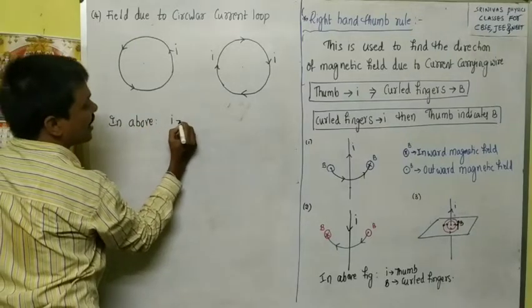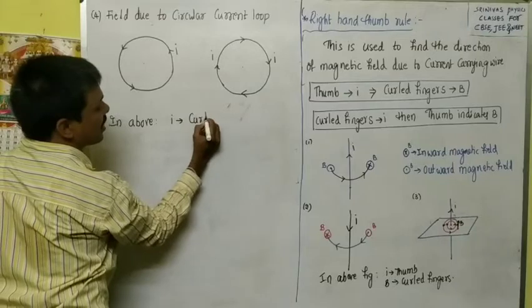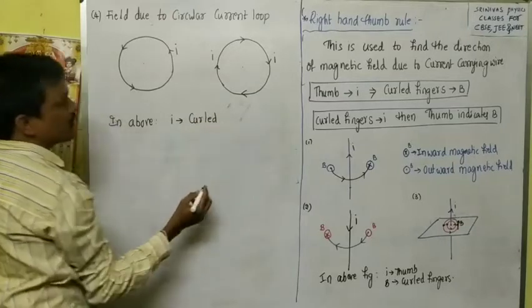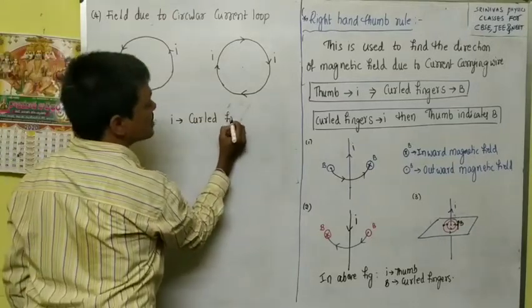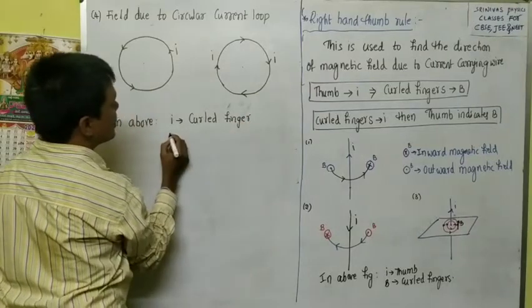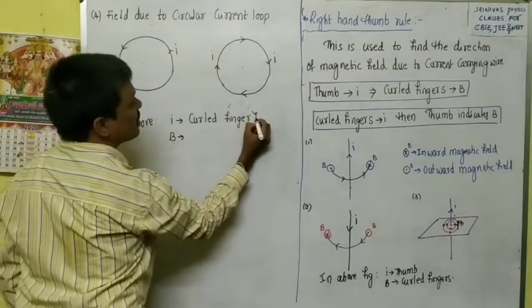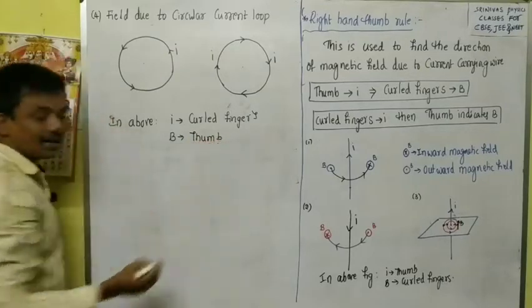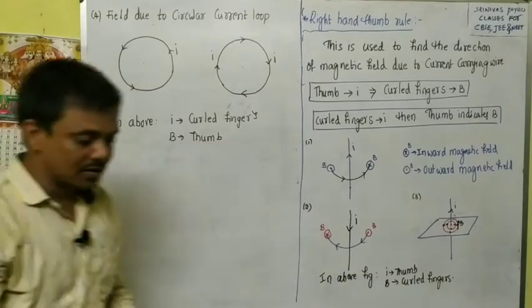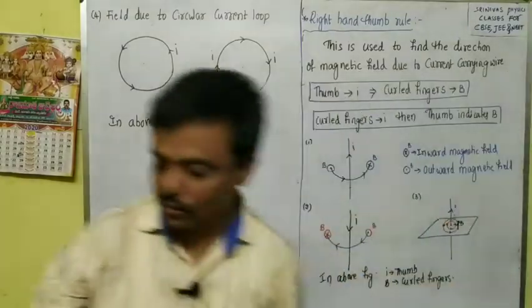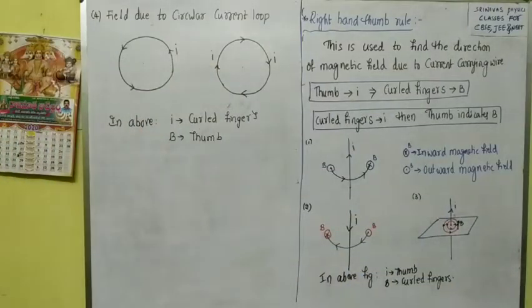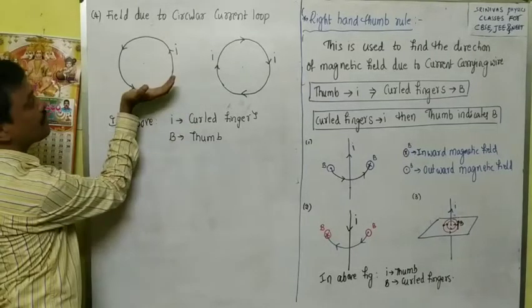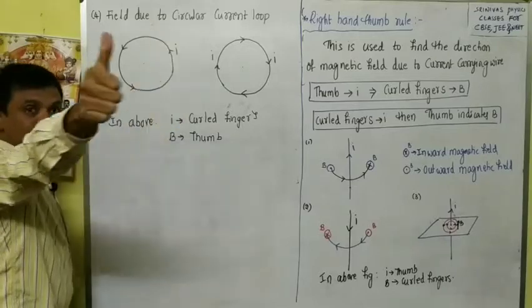In this case, if you want to know the direction, then here the curled fingers should be there. Okay, curled fingers show the current, and B, the magnetic field, is shown by the thumb. Now it is very simple. Try to apply the thumb rule like this. Look at here, this is the thumb rule, right?